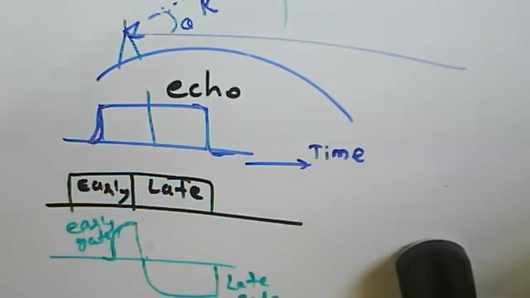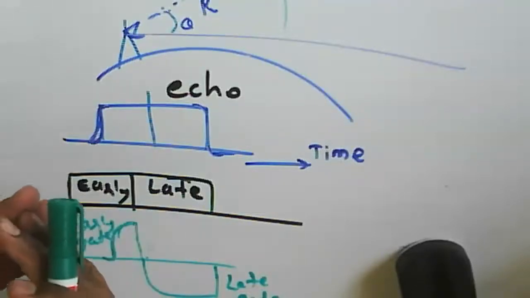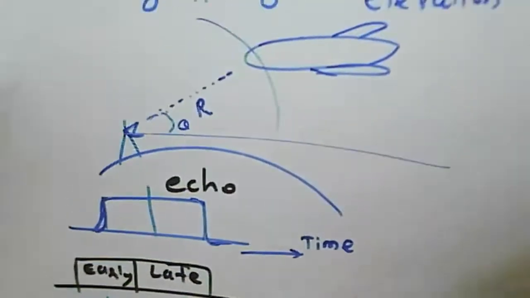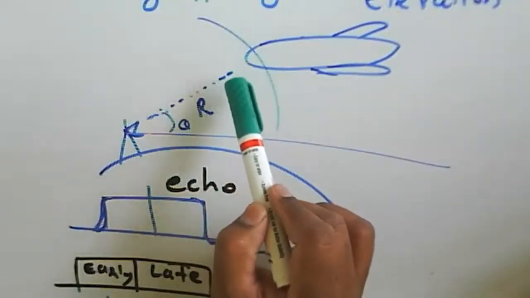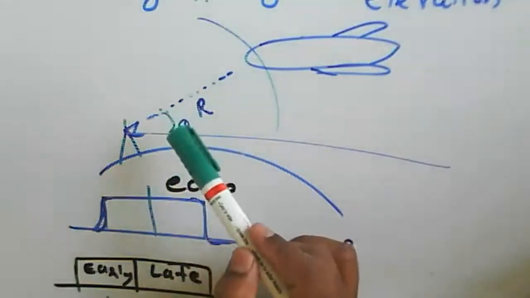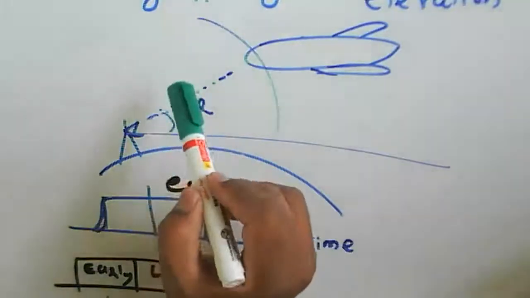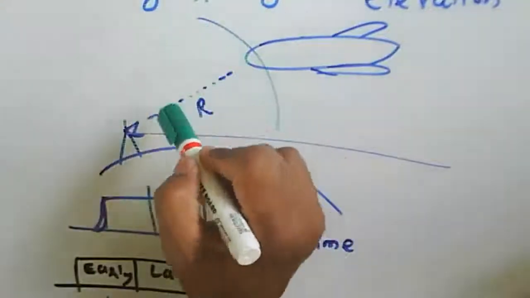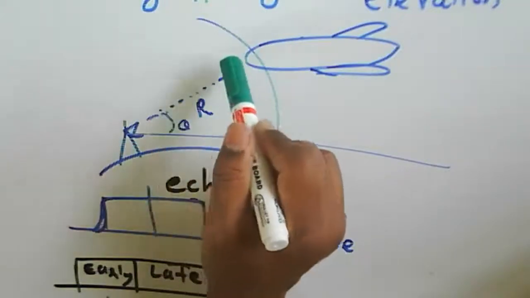Based on the error signal we have received, that will provide the direction of the target. If we consider the difference between the center of the pulse and the center of the gate, that is the error signal we are getting. From this, the position of the target can be identified.